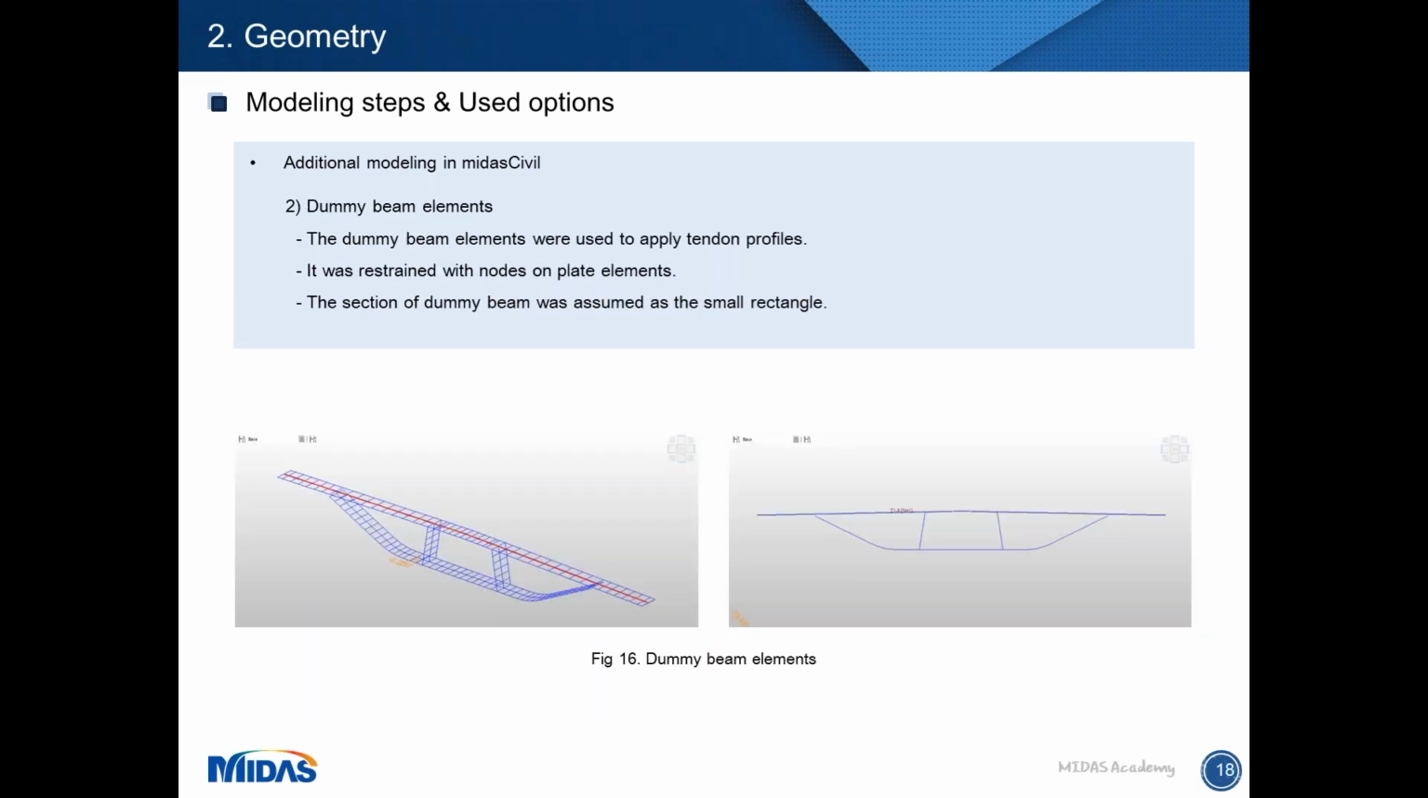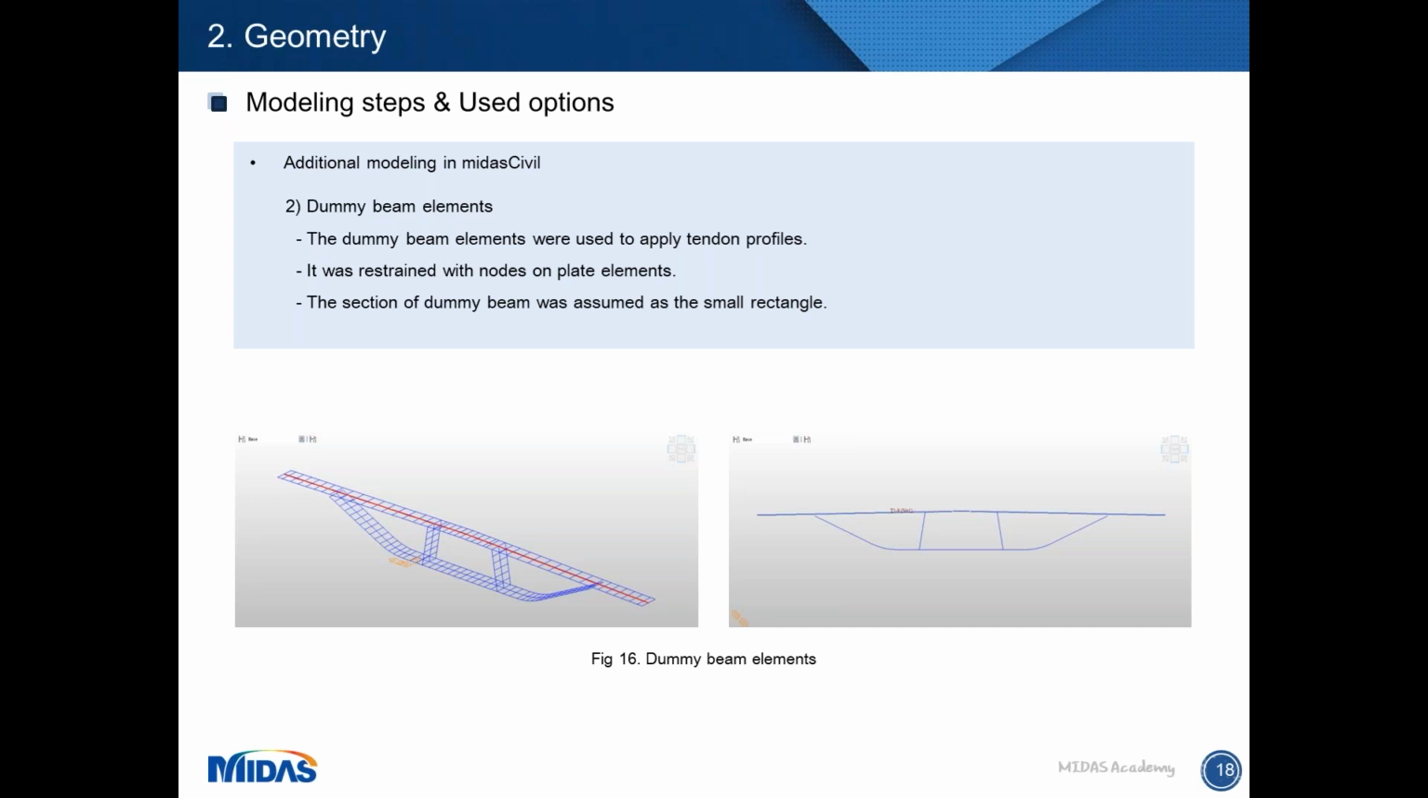Next one is the dummy beam on the plate element. This element is for the tendon profile. I used tendon profile functions to consider pre-stressed loads. Tendon profiles in MIDAS civil allow us to consider the exact profile shape of a tendon. So it can control the eccentricity of the tendon profile. This means stress releases can be controlled by tendon profiles.